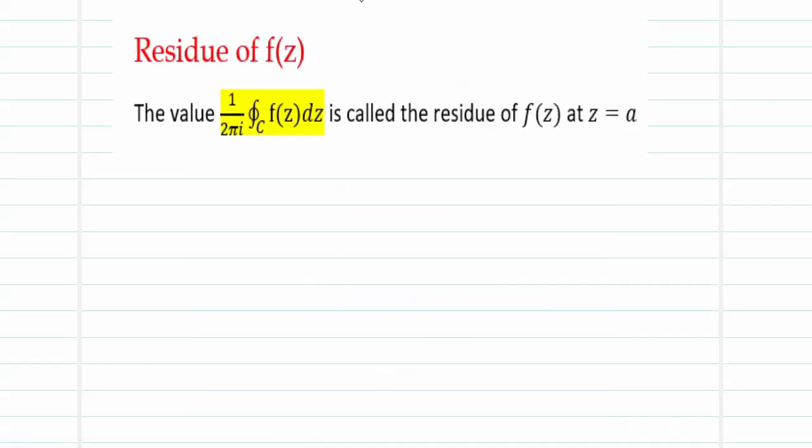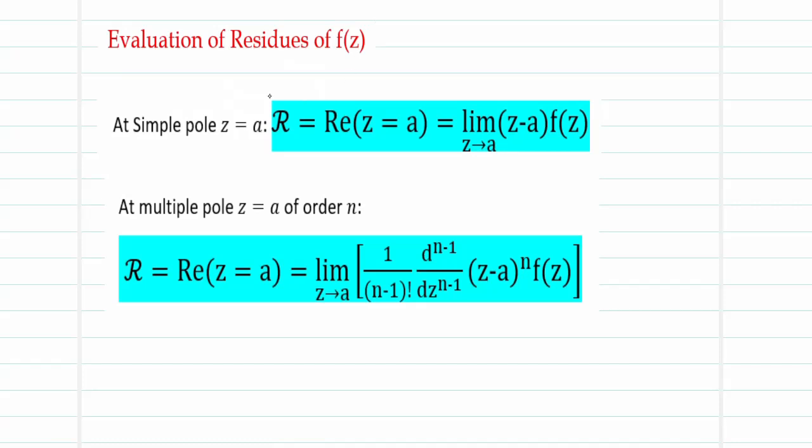The first thing we will be seeing is what is meant by residue of a complex function f of z. The value which is given by 1 by 2 pi i integral over the closed curve C f of z dz. This evaluation of the integral with 1 by 2 pi i is called the residue of the function at any particular point called a. So the next thing is how to evaluate these residues.